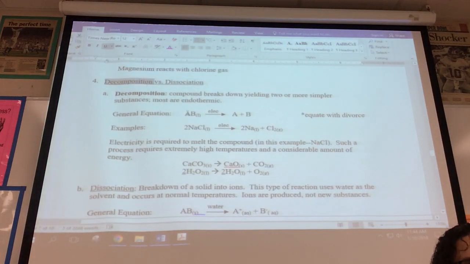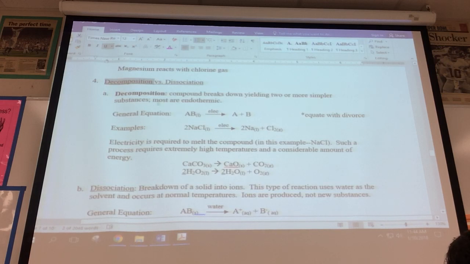Decomposition is going to be very easy to recognize. It is very challenging to predict. I will not ask you to predict the products of decomp this year. I simply want you to recognize decomposition reactions. You don't have to predict. Very tricky to do, but you need to recognize. They are very easy to recognize.